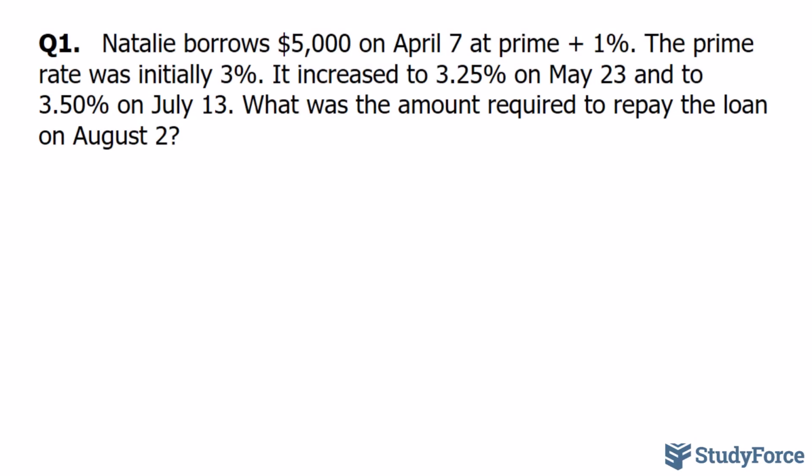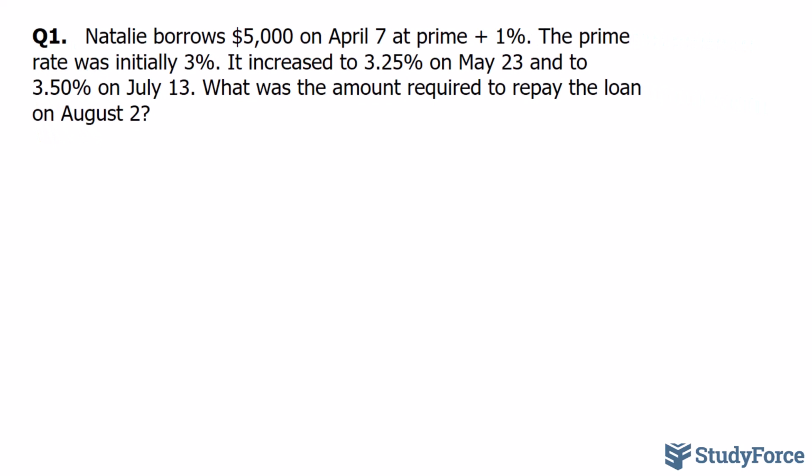Natalie borrows $5,000 on April 7 at prime plus 1%. The prime rate was initially 3%. It increased to 3.25% on May 23rd and to 3.5% on July 13. What was the amount required to repay the loan on August 2nd?